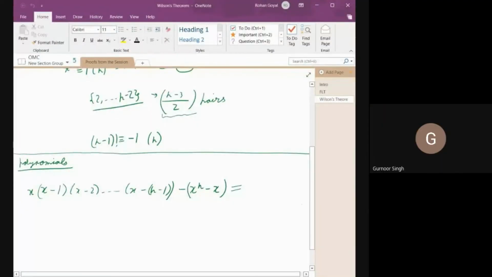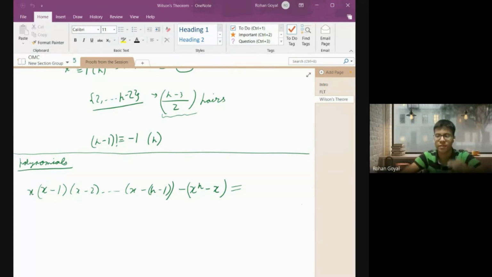Hi, am I audible? Yes. Awesome. Let me know when you can start seeing my screen again. Can you see my screen now? Yes, now yes.